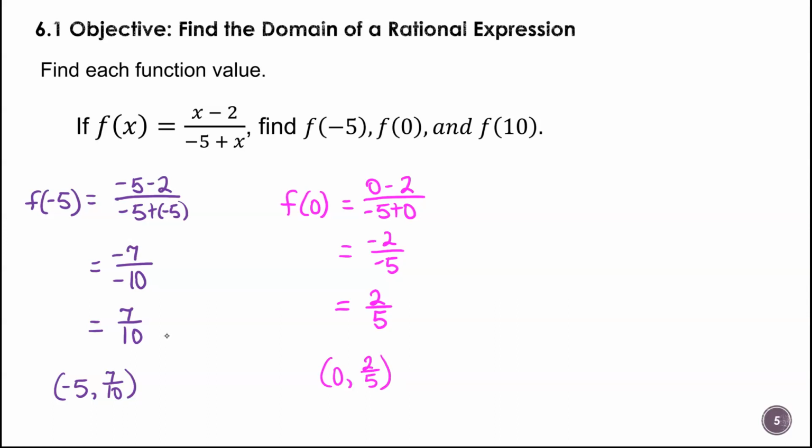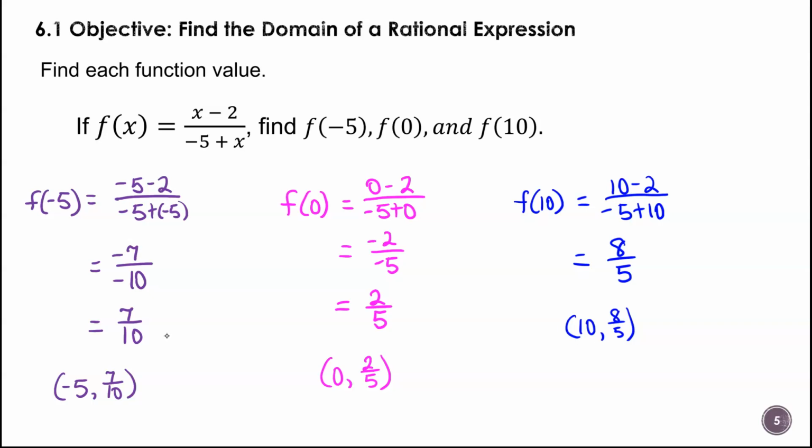And then let's work on this third one. I'm finding f of 10. All right, so I have 10 minus 2, -5 plus 10. And so that's 8 over 5. So this ordered pair would be 10, 8/5. That's just a reminder that I'm substituting for x and I'm finding y whenever I find this function value.